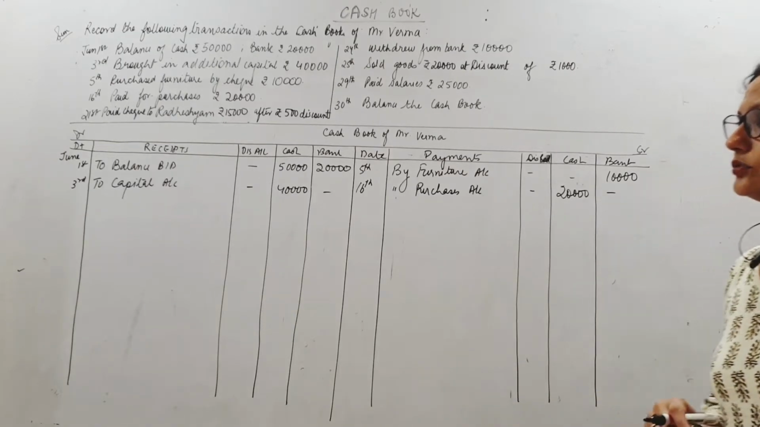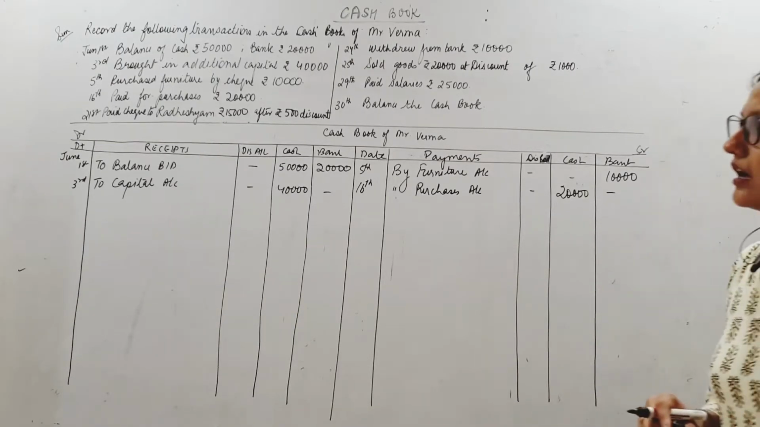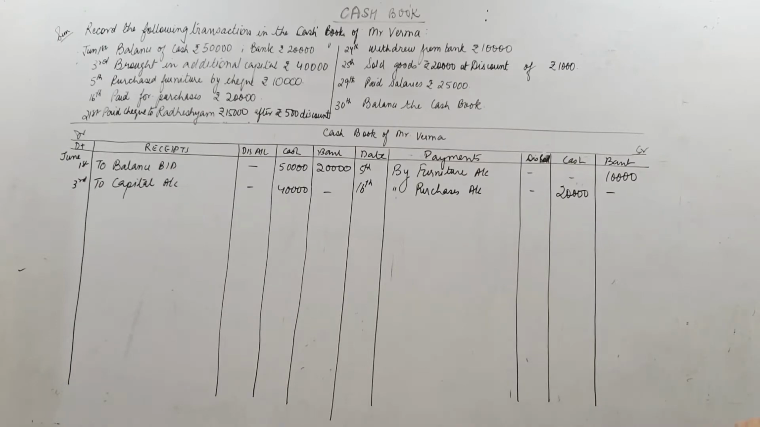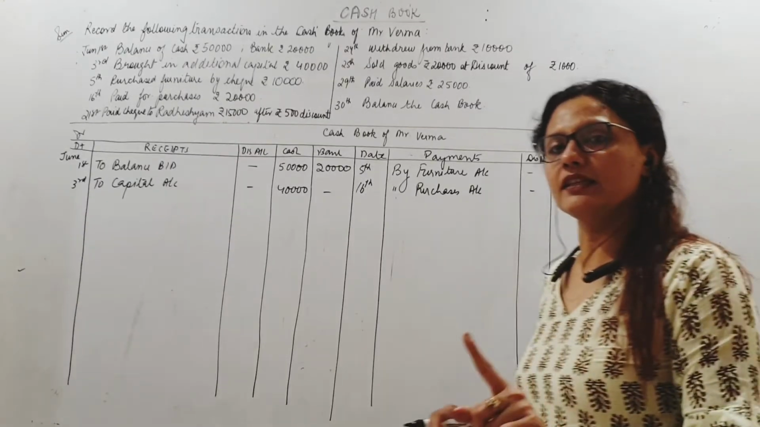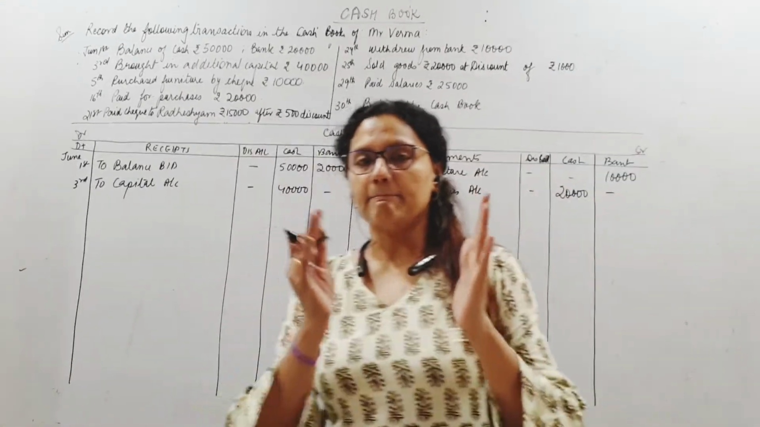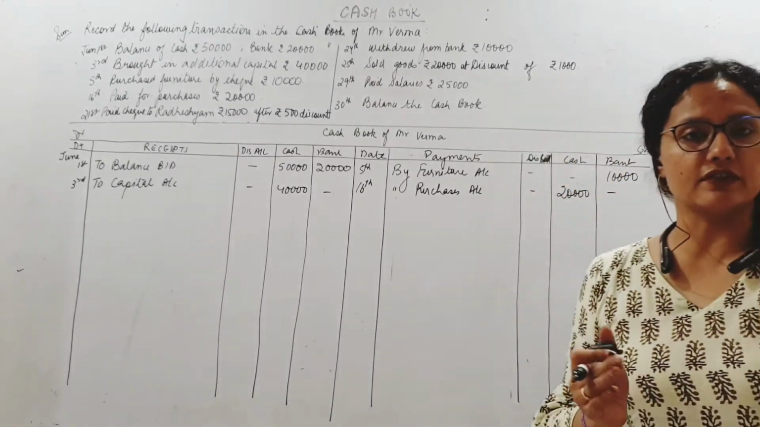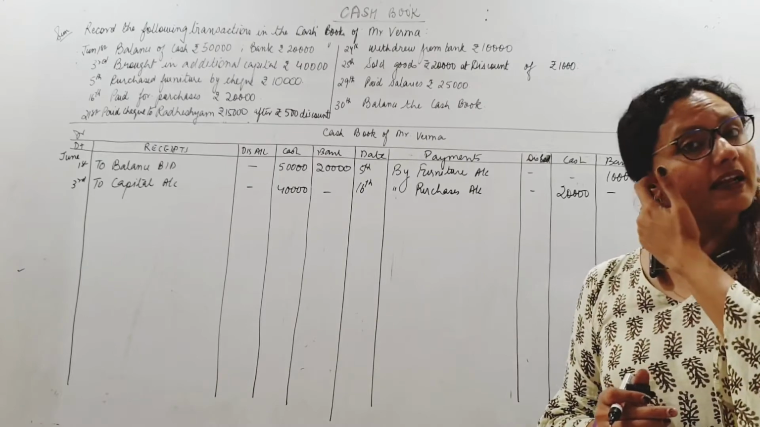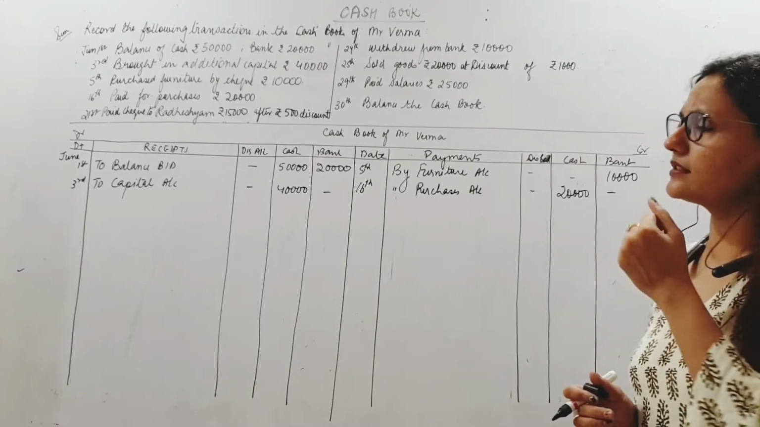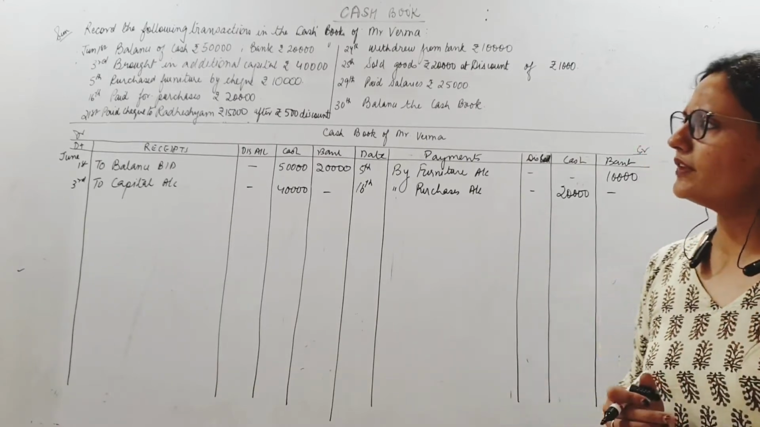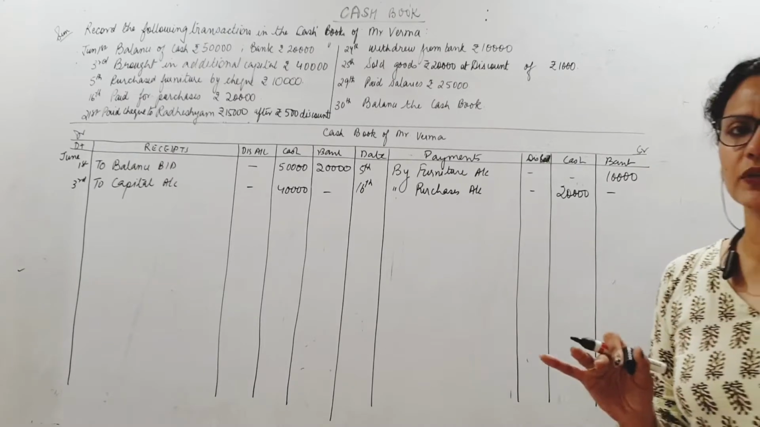Paid check to Radhesham 15,000 after 500 discount. Okay. Paid check to Radhesham, that is 15,000. 15,000 का check गया and there is also a discount. That means how much account are we settling with Radhesham?